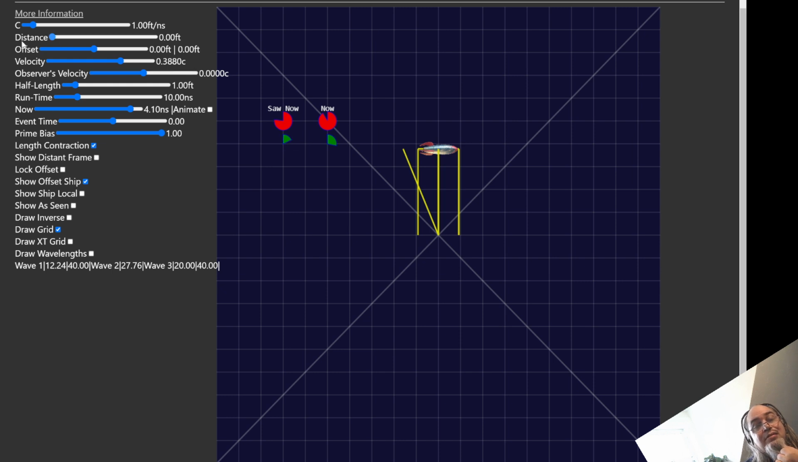This is... I should set this to 0. This is a distance in the up and down direction, forward and backward, between the observer and this. It changes how close it can actually be, because there's a minimum distance then. There's a run length, which we can extend.